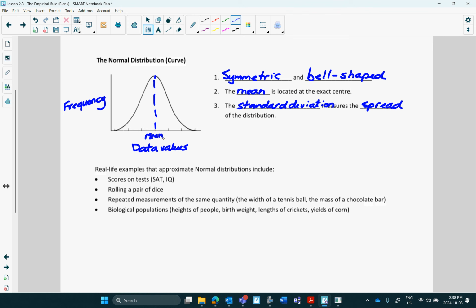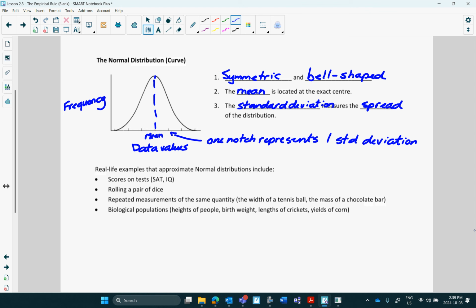Every single notch represents 1 standard deviation. Remember, we can have standard deviation above the mean or below the mean.